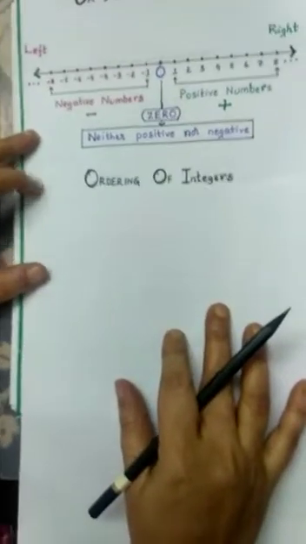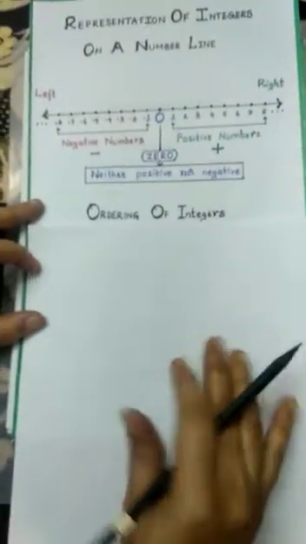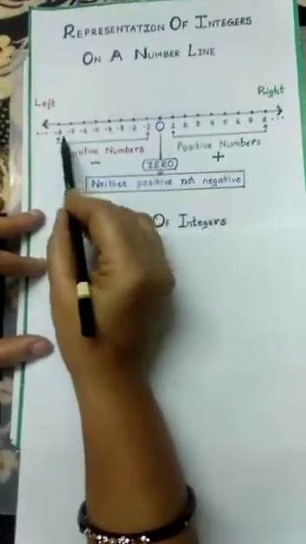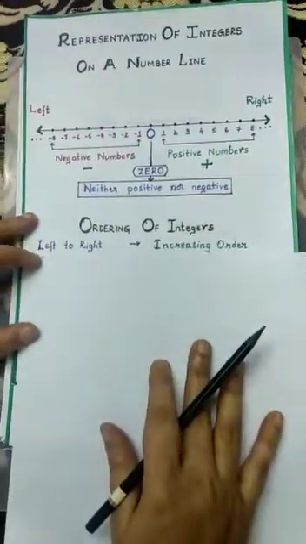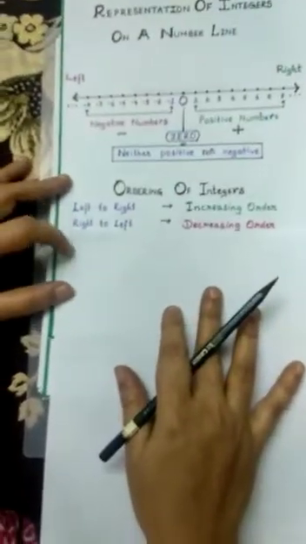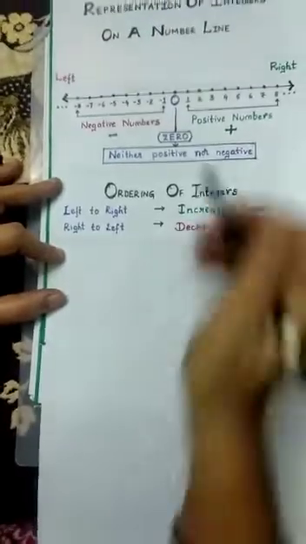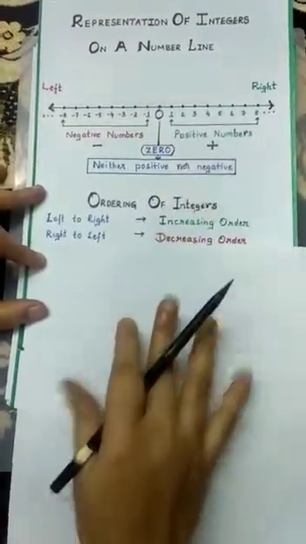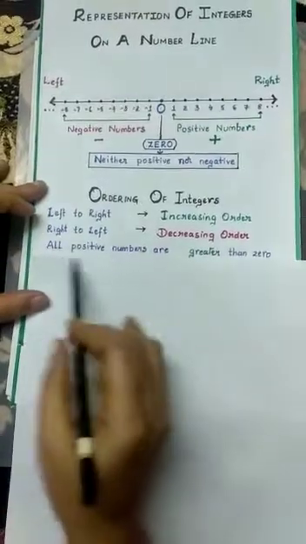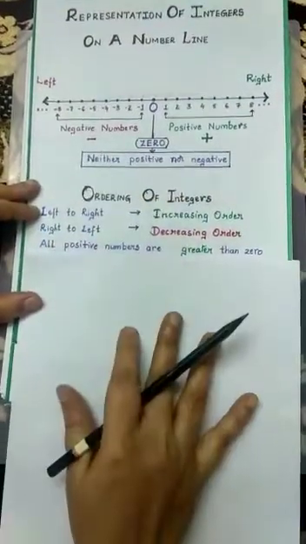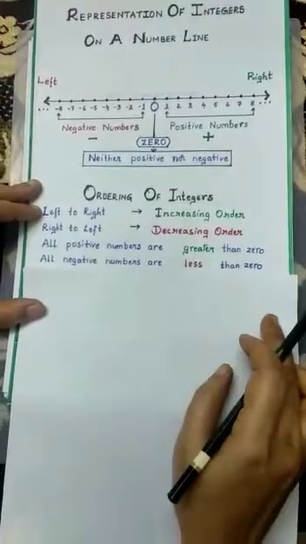Now let us learn what is ordering of numbers. The arrangement of numbers on a number line from left to right are in increasing order. Now the integers are arranged from right to left are in decreasing order. Since all the positive integers are right side of the 0, all the positive numbers are greater than 0. Since all the negative integers are left side of the 0, all negative numbers are less than 0.